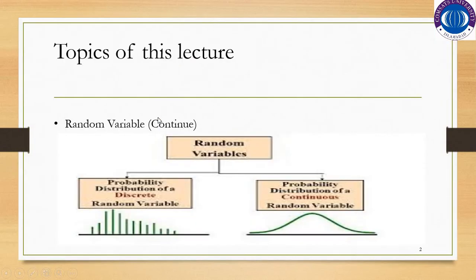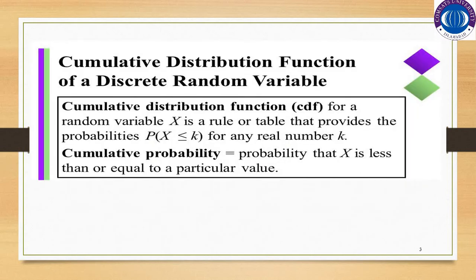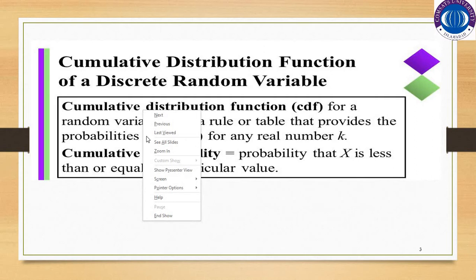We will continue with the topic random variable. As we discussed in the previous part, there are two types of random variables, discrete and continuous. Something which we can count is discrete, something which we can measure in a given interval is continuous. If we talk about the distribution function, the probability distribution of a discrete random variable is a discrete probability distribution, and we have discussed an example in the previous part. We will continue with the cumulative distribution function of a discrete random variable.